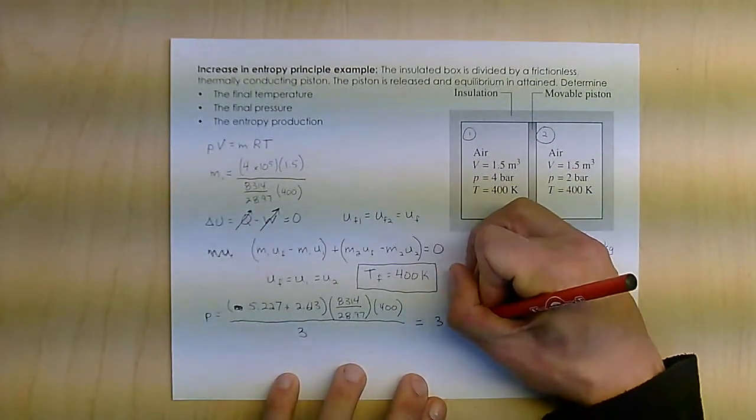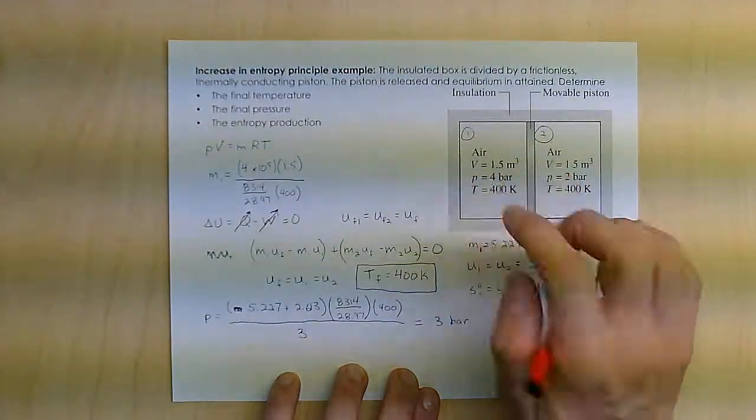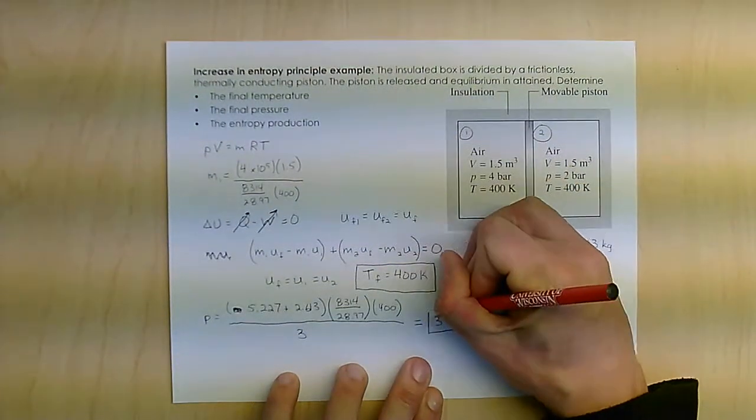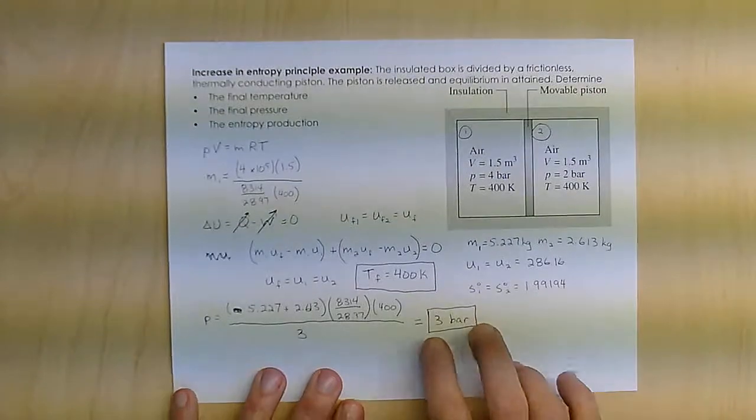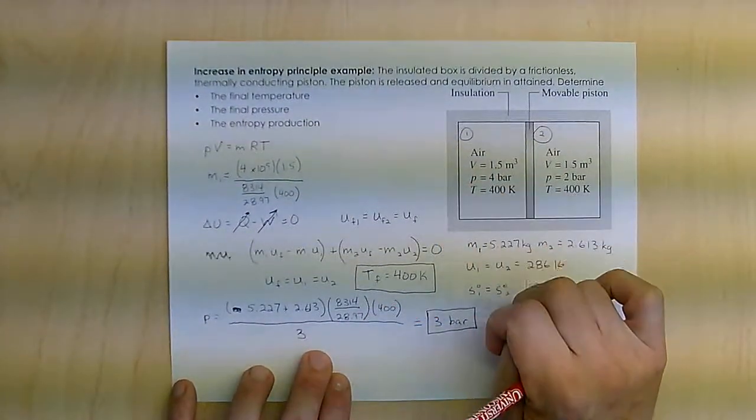meaning that the final pressure, when I plug that in, is actually 3 bar. And again, that makes sense. This is going to come to an equilibrium halfway between those 2 bars, since there's no heat transfer or anything like that. There's no change in temperature. That pressure is just going to equal out here.